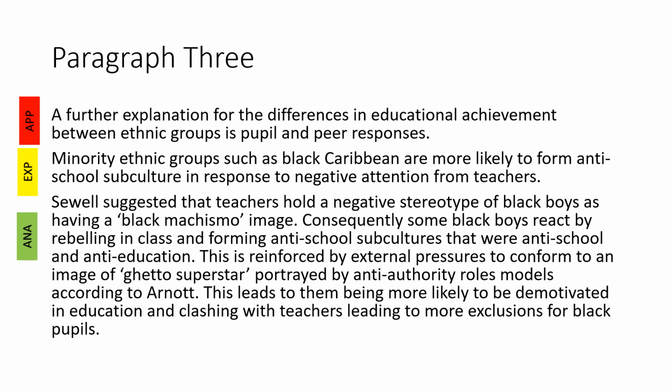Sewell suggested that teachers hold a negative stereotype of black boys as having a black machismo image. Consequently, some black boys react by rebelling in class and forming anti-school subcultures that were anti-school and anti-education. This is reinforced by external pressures to conform to an image of a ghetto superstar portrayed by anti-authority role models, according to Arno. This leads to them being more likely to be demotivated in education and clashing with teachers, leading to more exclusions for black pupils.